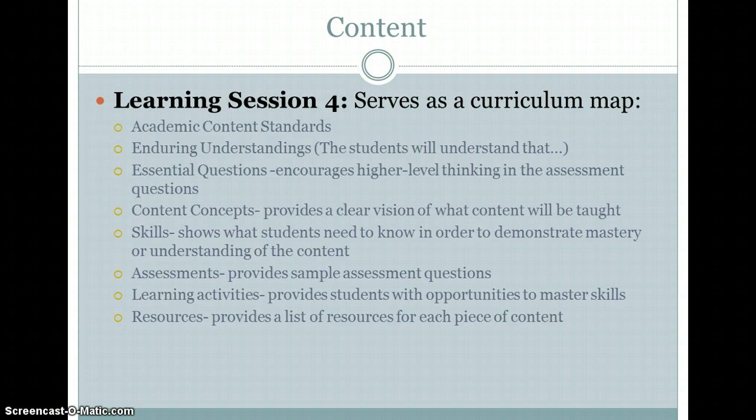And this ties into Learning Session 4. It serves as a curriculum map. When I first started to review all of the information on this timeline, I immediately thought of a curriculum map because everything was there. Academic standards, enduring understandings, essential questions which encourage higher level thinking, content concepts which provide a clear vision of what content will be taught, skills, assessments that it showed provide sample assessment questions, it showed what learning activities the students were going to be doing, and it gave a list of resources for each piece of content.